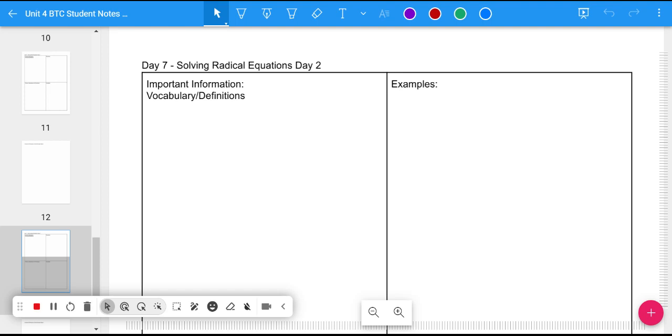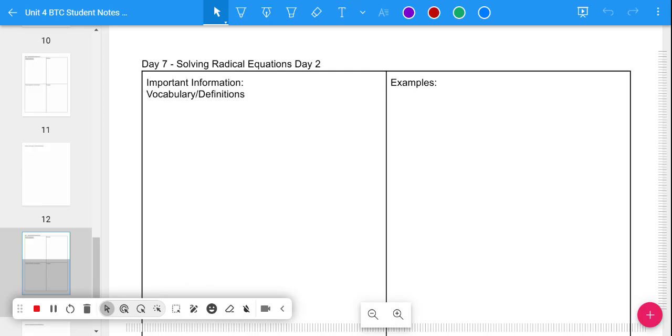In this video, we are going to go over how to solve equations with rational exponents. So let's go over our first example. We are going to be solving today x to the third equals 27.